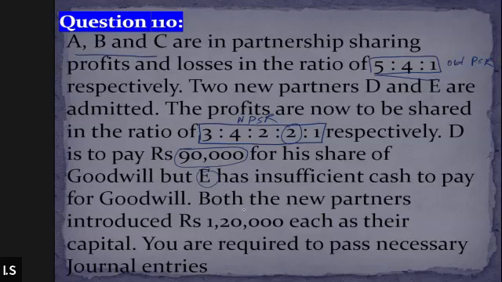Since the new profit sharing ratio is already given, and the old profit sharing ratio is already given, right? So we don't have to do any calculation for the new PSR. Let's just start with the calculation of the goodwill, and such goodwill needs to be distributed among the partners in the sacrificing ratio. So in this question, we need to determine their sacrificing ratio.